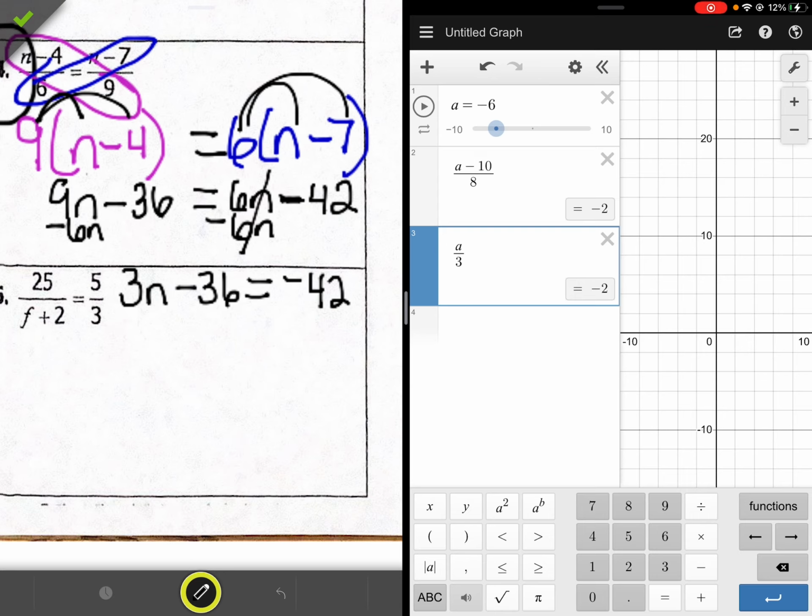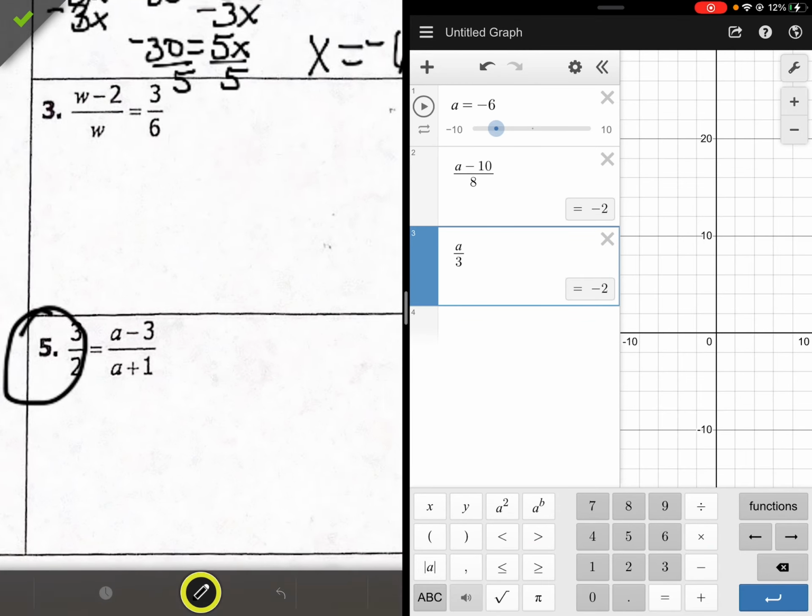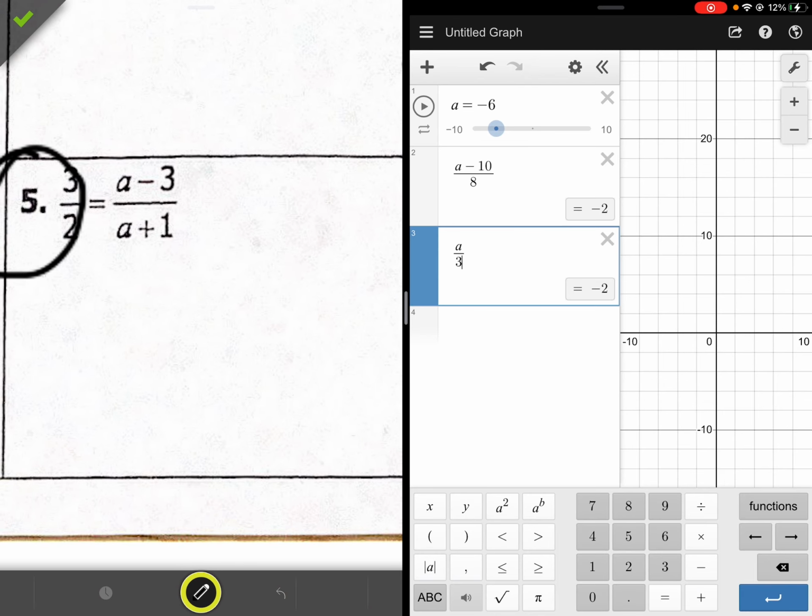Now I got to get my numbers together. Add 36. 3n, these cancel. Negative 42 plus 36 is negative 6. And last step, divide both sides by 3, n is equal to negative 2. Okay. And in the essence of time, I'm going to skip checking it in Desmos because I think people are okay with checking in Desmos, but negative 2 is the correct answer. So just make sure you have that.